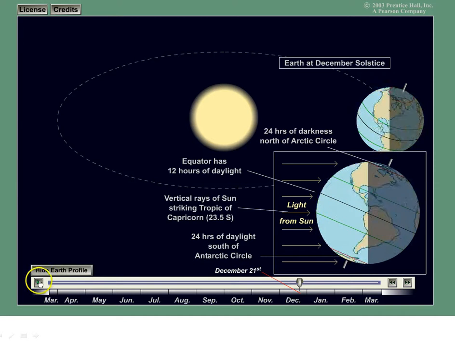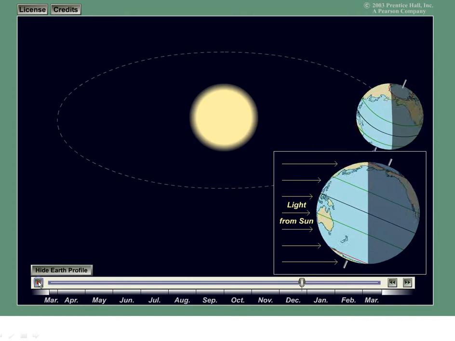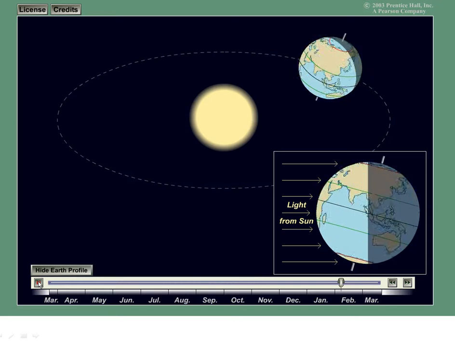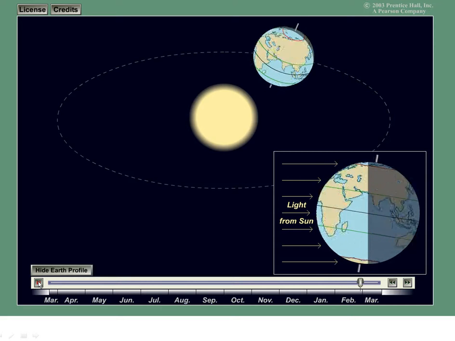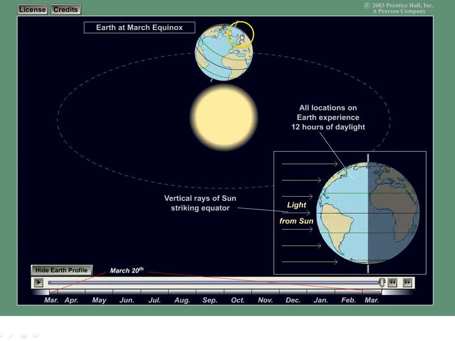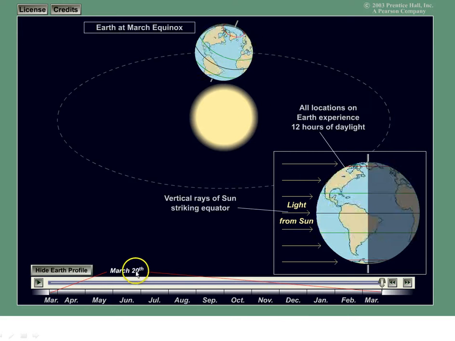If I hit play to show the Earth progressing through its orbit, we'll get towards where we are right now, which is, by the way, February 23rd. It's a Monday, and as you can see, we're getting closer and closer to that. We passed that, and now we're up to March 21st. In this case, it says March 20th. It could be the 21st, the 22nd, or sometimes even the 23rd.